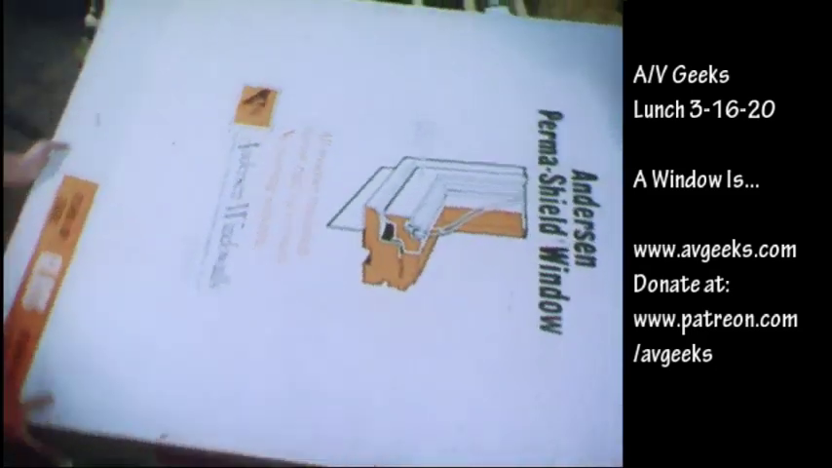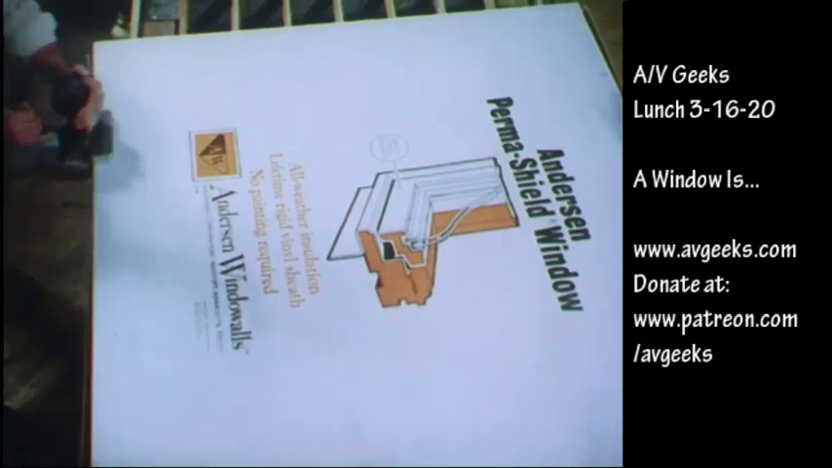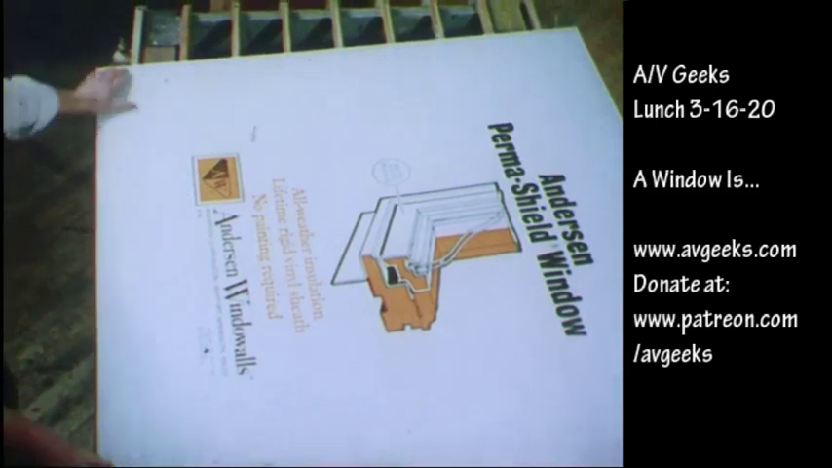The PermaShield idea is bearing fruit now. The good old wood window that's still feeding us, paying my salary and paying our profit sharings and everything, is going to be the tail wagging the dog.